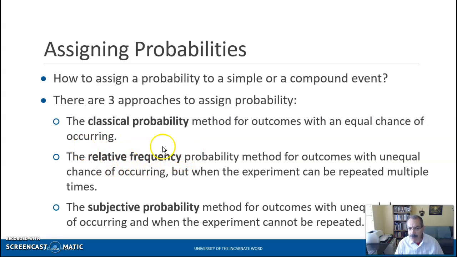So we could use these relative frequencies as probabilities when the outcomes of an experiment do not have an equal chance of occurring, but when we can repeat the experiment. And finally, we have the subjective probability. This is when the experiment does not have outcomes with an equal chance of occurring, and we cannot repeat the experiment. So in this case, we will assign what is called a subjective probability.